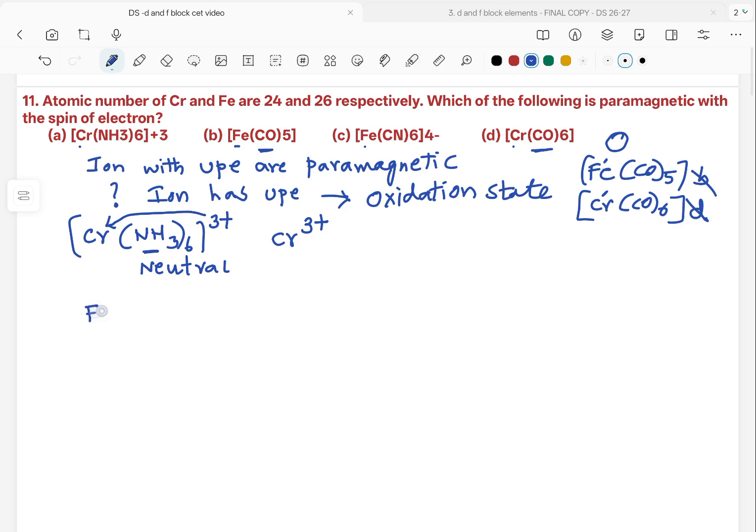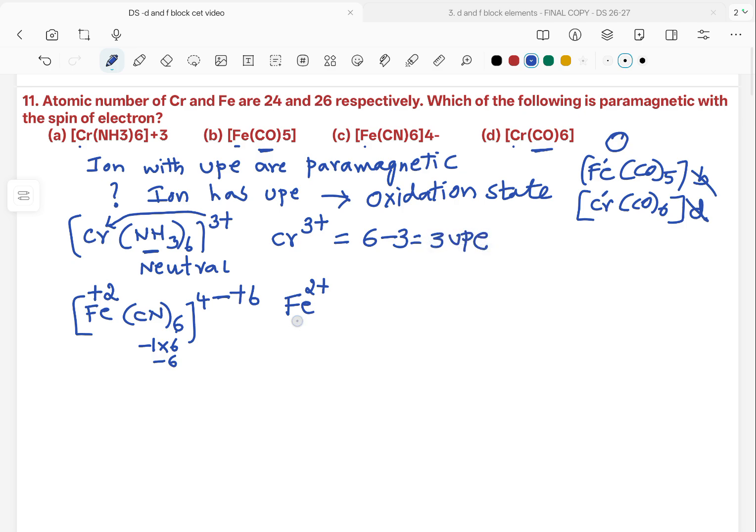Whereas in this complex, that is Fe(CN)6 4 minus, cyanide is an anionic ligand with -1 charge. There are 6 atoms, therefore it is -6. When you take out the charges outside the complex, it becomes +6, and therefore iron exists in +2 oxidation state. Meaning in this complex it is in 2 plus oxidation state. To find out unpaired electrons, the valence electrons of chromium is 6 minus 3. Therefore, it has 3 unpaired electrons.